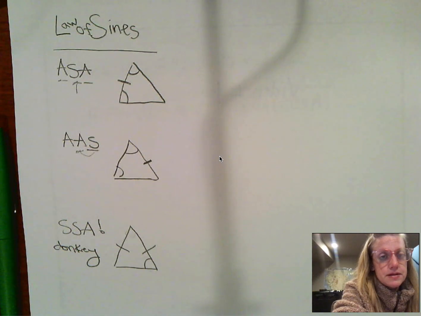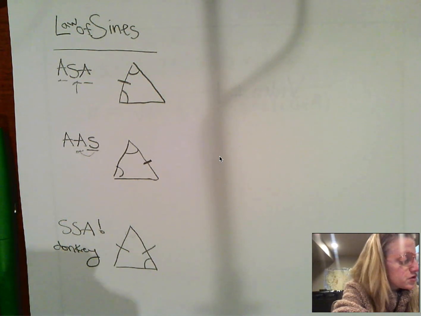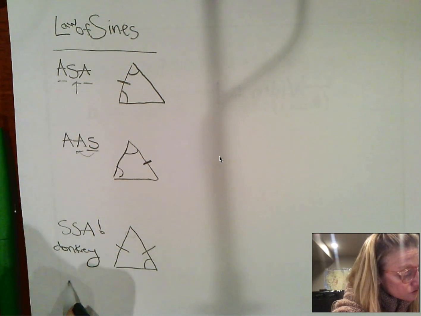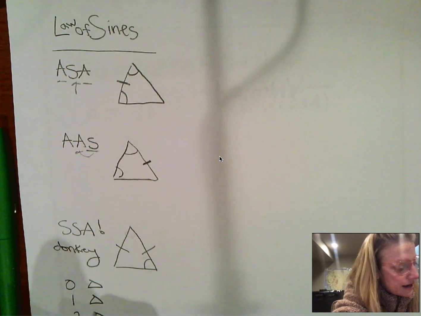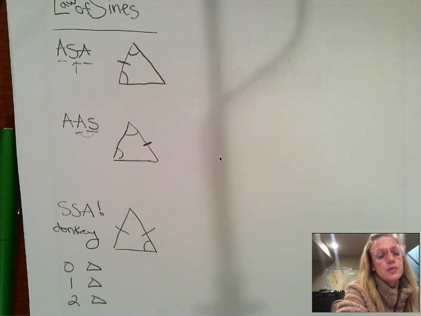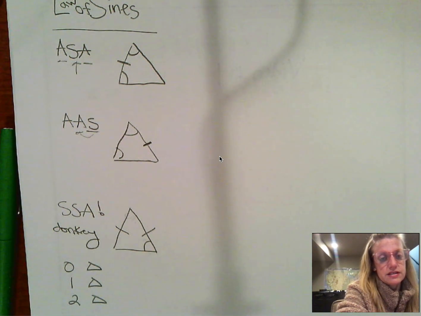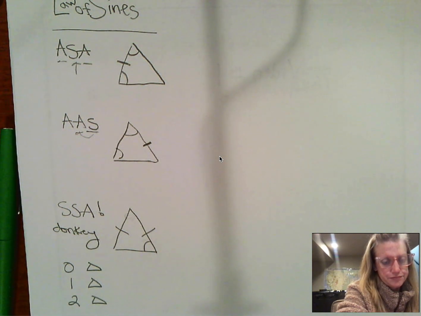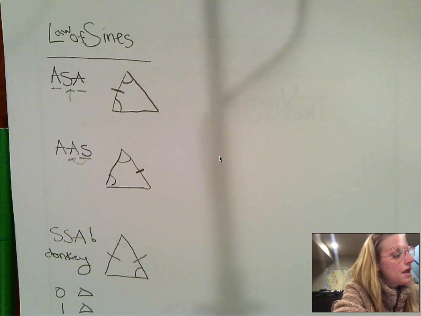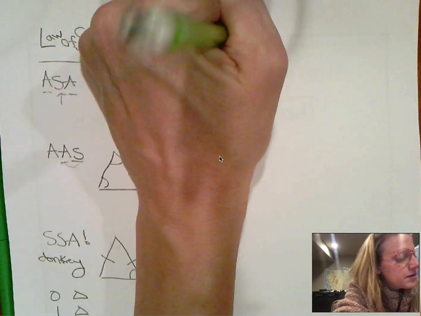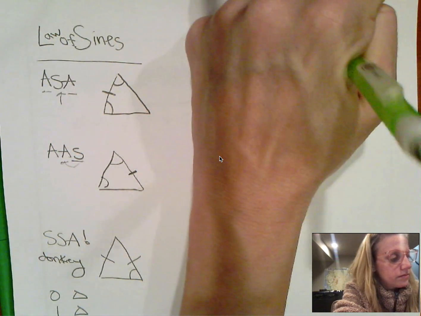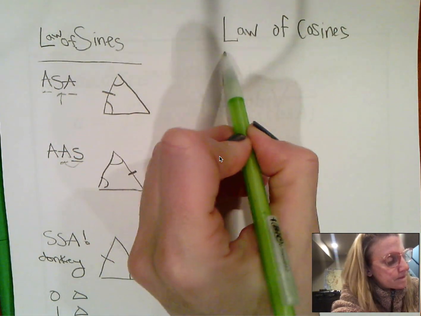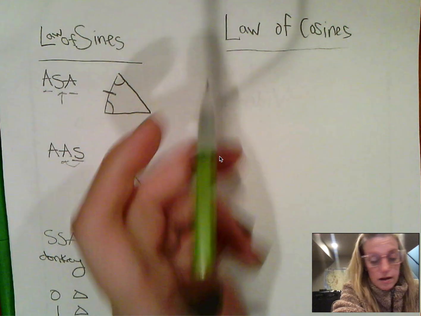And then what happens, why side, side, angle is so tricky, like we saw in the videos yesterday, it could actually make 0 triangles, 1 triangle, or 2 triangles. So when you get the donkey situation, that's the tough one to deal with. Not tough, it just takes longer. All right, and then today we're going to talk about the law of cosines, or LOC, we could call it for short.